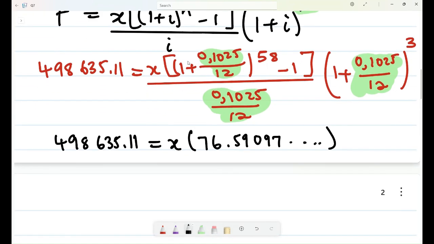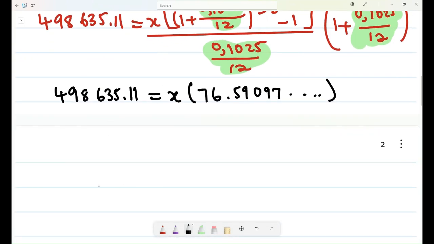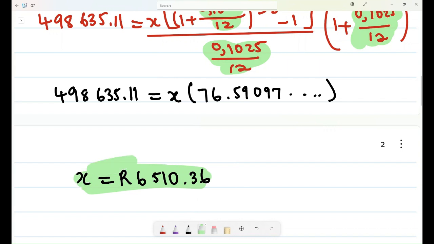Then I do not remove my answer from my calculator. So x is therefore 498,635.11 divided by the answer. How much do I get? I get 6,510.336. So this is the amount that the company will invest, or make regular payments of, each and every month until the end of the 58 payments.